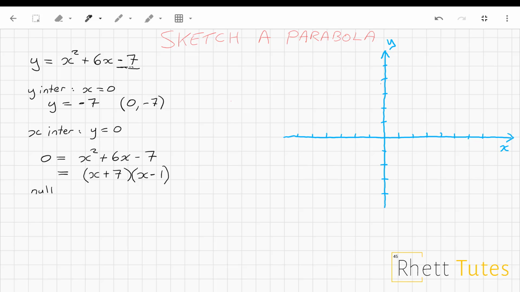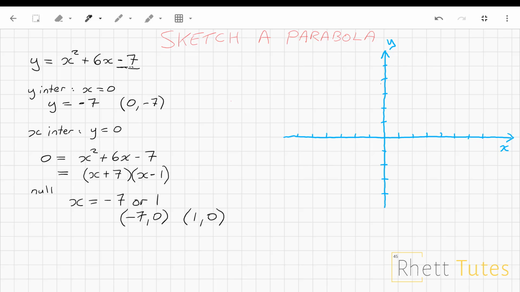So using the null factor law here, solving this equation gives me x is equal to -7 or 1. My x-intercepts are -7, 0, and 1, 0.